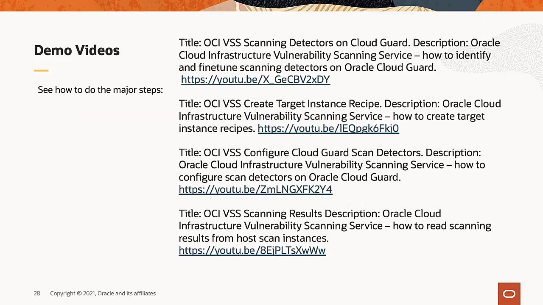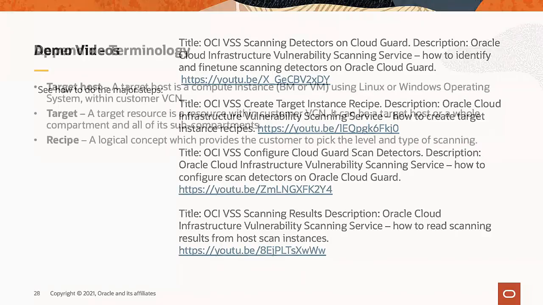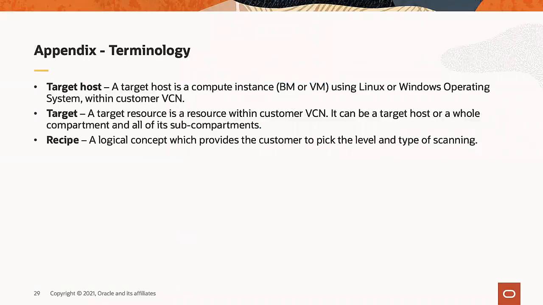This is external. So this is a full walkthrough of how to set up scanning and then viewing the results. So we broke that into 4 different steps. So that's available to everybody. I'll give you a chance to screenshot that if you want. Otherwise, as I mentioned, it's available in the PDF. So target recipe, target host. I think I went over that pretty well.